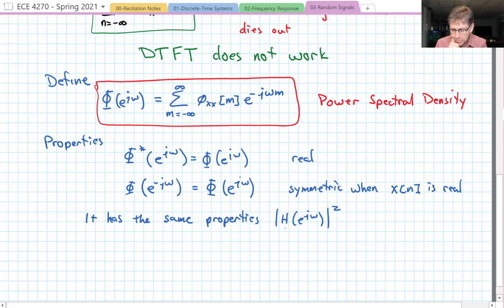The spectrum would be a DTFT of something, and then we square that, and that would give us the power as a function of frequency, hence power spectral density.